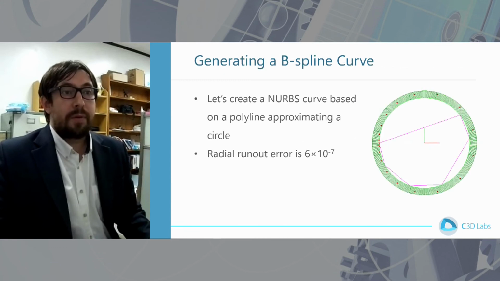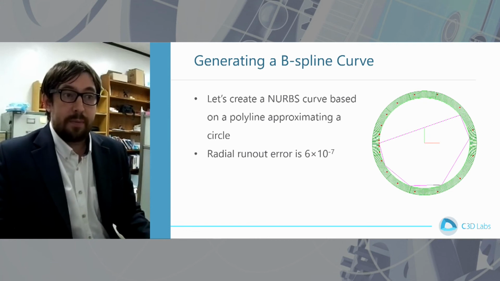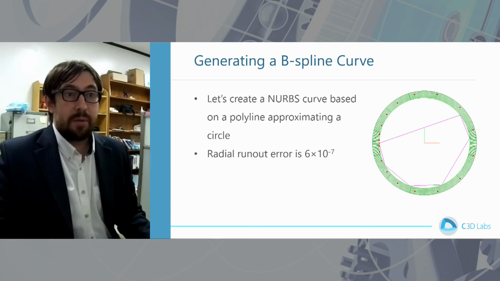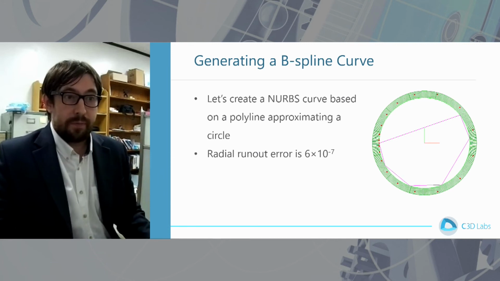On a uniform grid, we can create a virtual curve and approximate it with a B-spline curve of degree 8. The option to synchronize or harmonize the distribution of points on the virtual curve is used while designing a virtual curve. In this case, a radial runout error is 6 times 10 to the power of -7, so it's a very small error value.